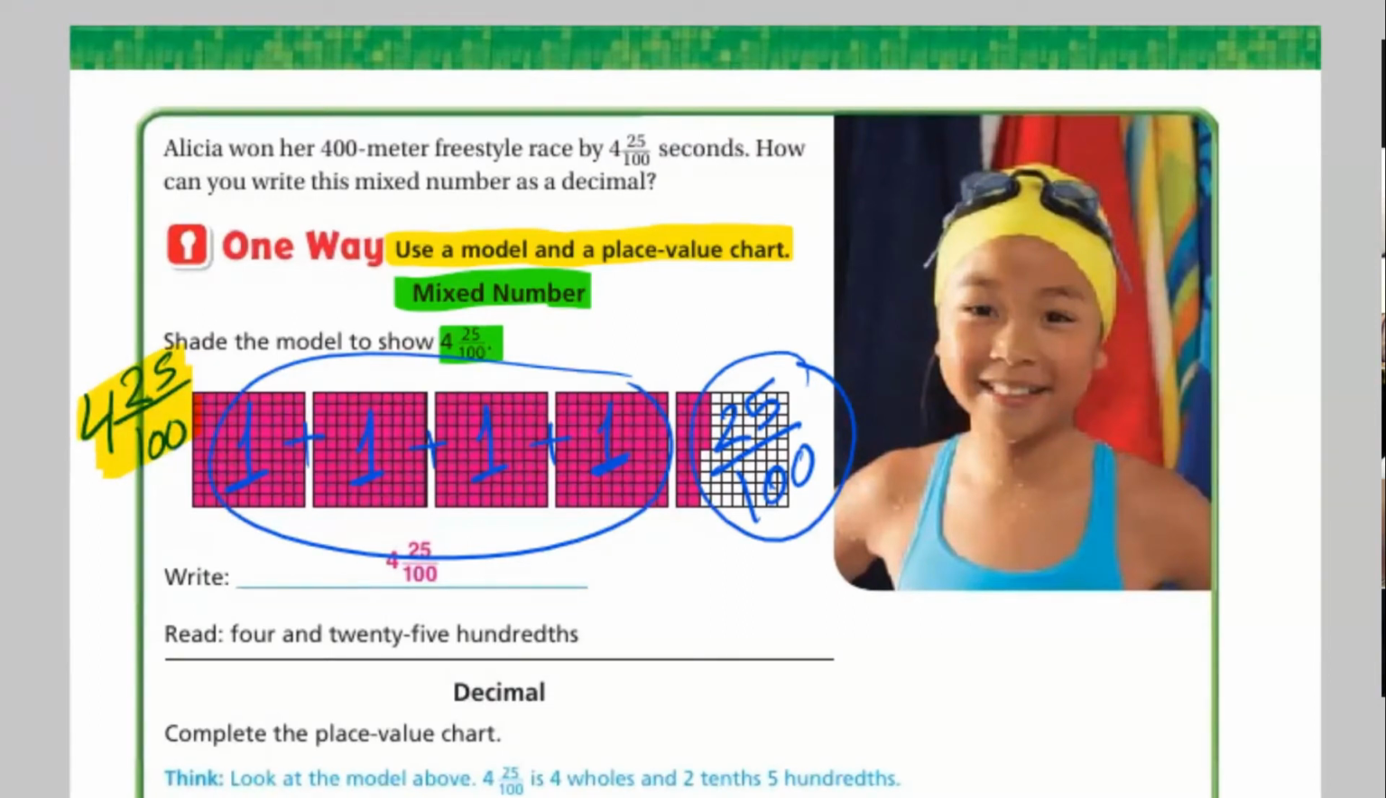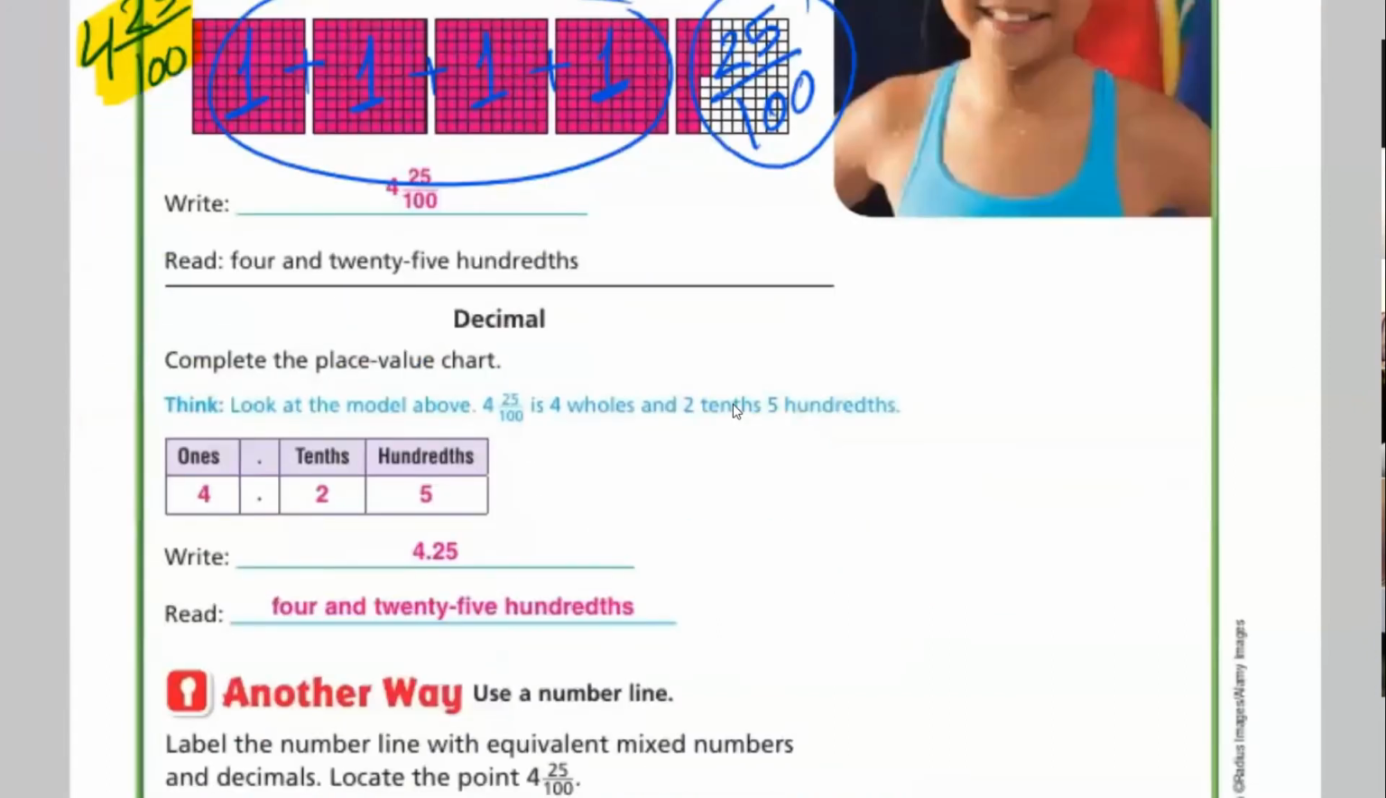Okay, got it? It's not tricky, but you have to understand that if you see a fully shaded square, it will be one whole. Then each completed column equals 10, so two columns will be 20, and we have 5 small squares, so it will be 25. Okay, after that, let's use decimals.